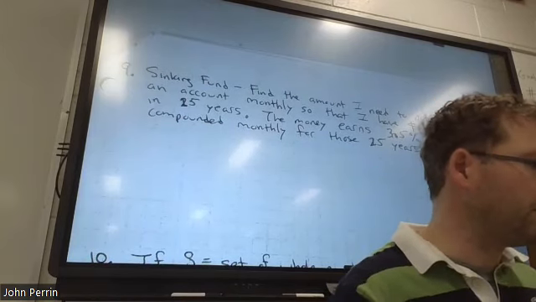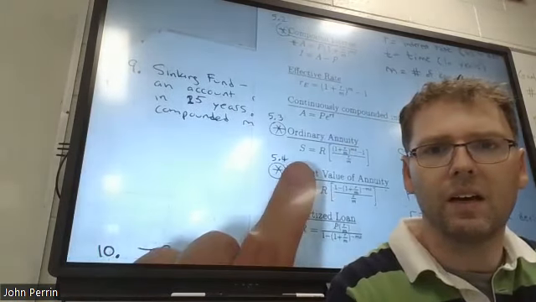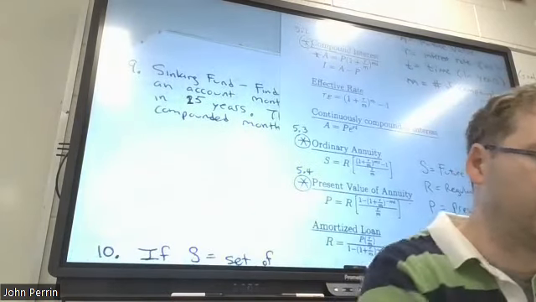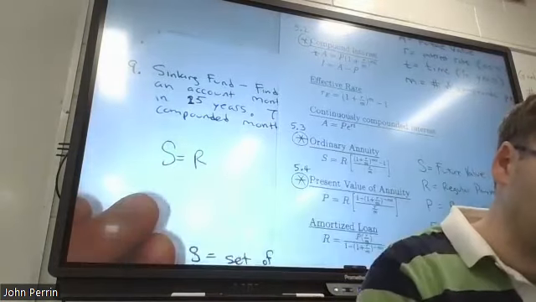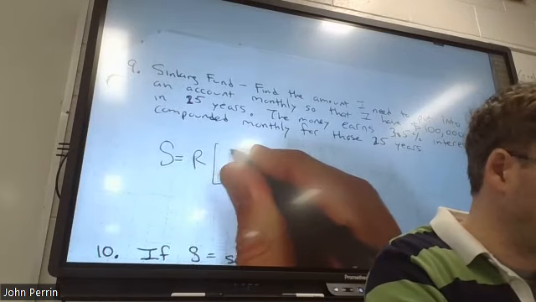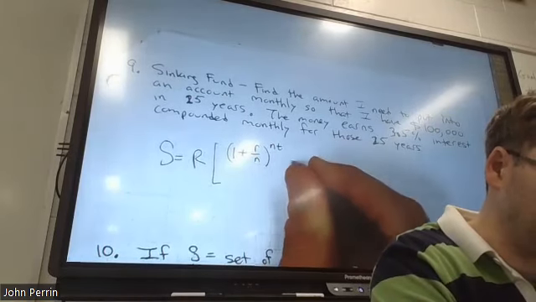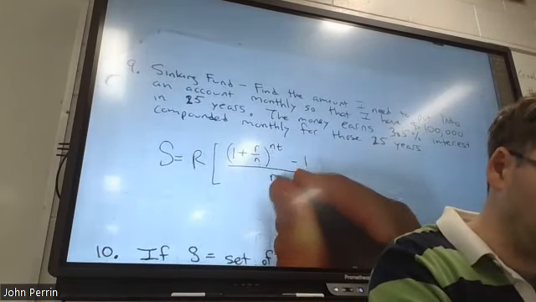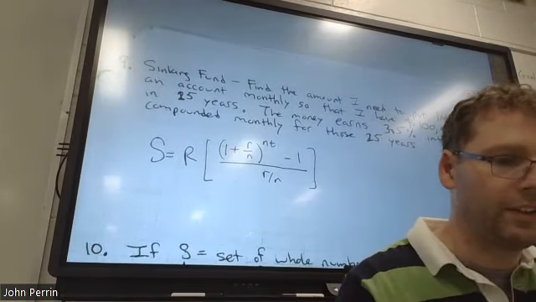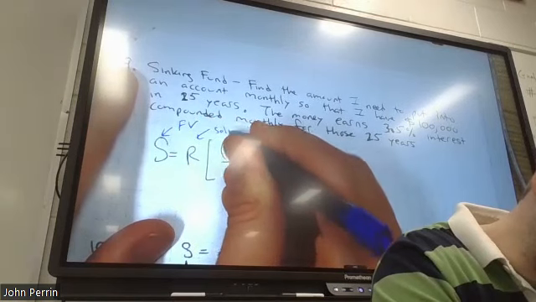The formula you're going to get off your formula sheet is the ordinary annuity formula here. I'm going to copy it down and you'll have your formula sheet on the final. S, the future value, equals R, which is our regular payment, times the parentheses: 1 plus r over n, to the nt, minus 1, over r over n. Okay, if you remember for sinking fund questions, we're being given the future value, and this is what we're solving for.